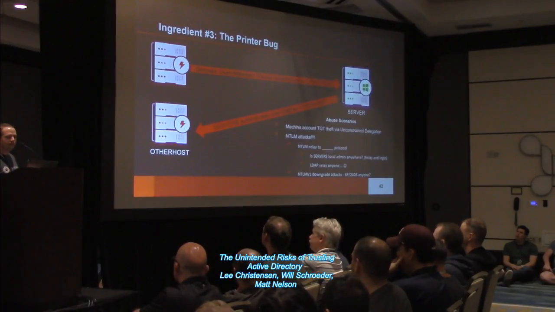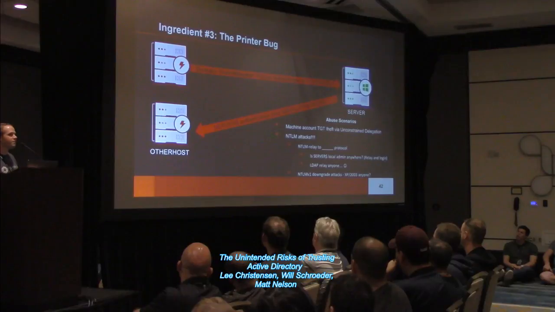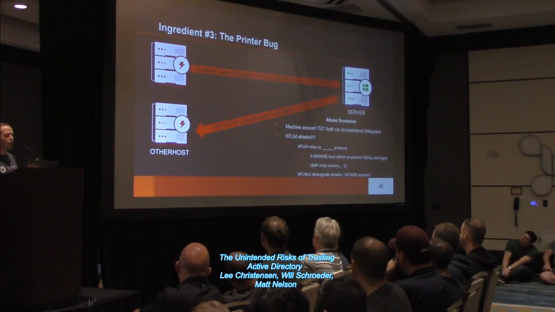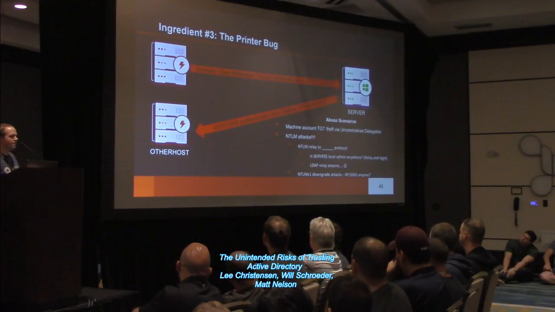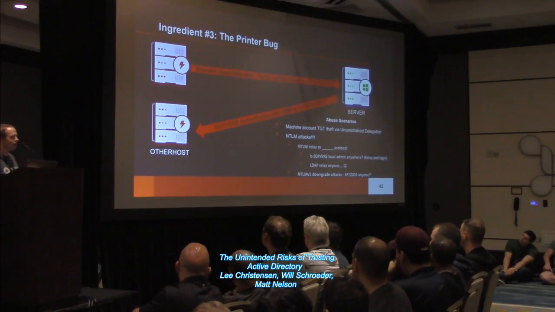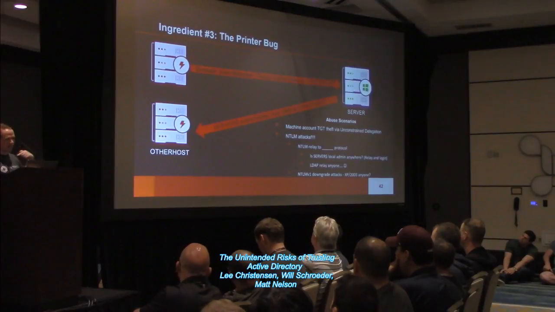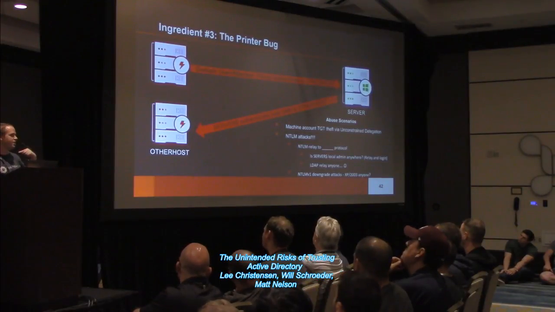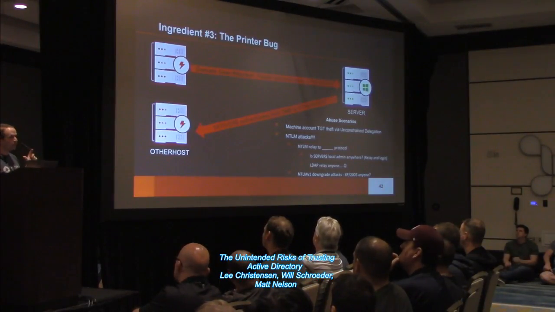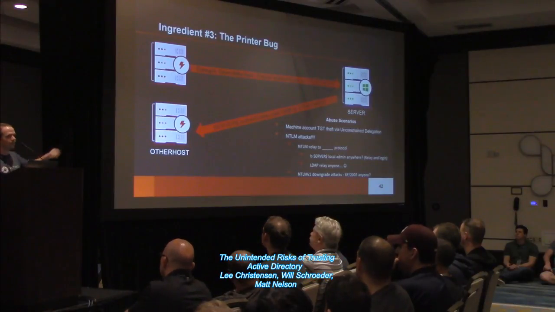So why is that interesting? There's a bunch of different abuse scenarios, but we're just going to talk about that first one there, unconstrained delegation. If we compromise an unconstrained delegation server, I can use this to coerce the domain controller to authenticate back to me. When the domain controller authenticates to me, it's going to send its TGT, and I can use that TGT to DCSync.